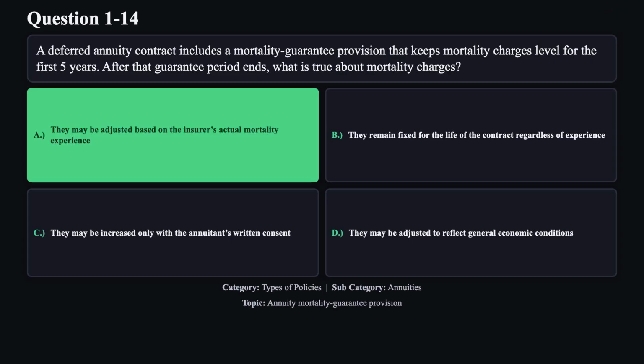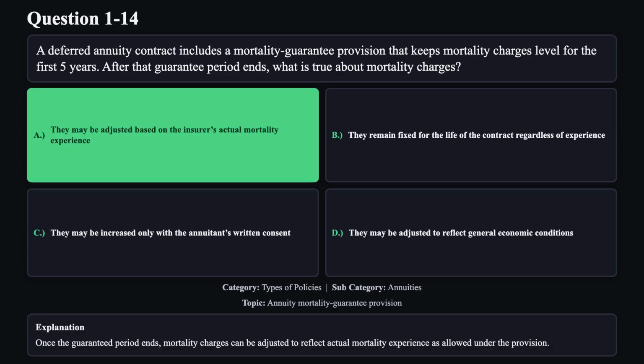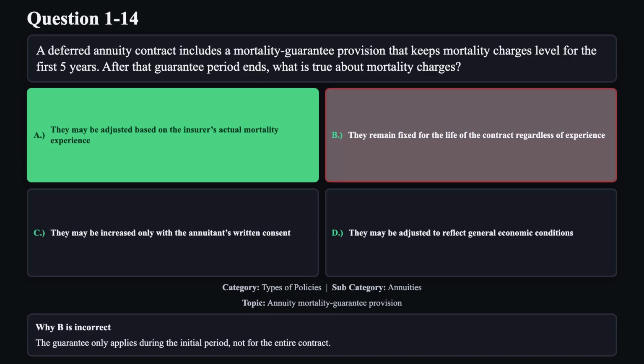The correct answer is A. Once the guaranteed period ends, mortality charges can be adjusted to reflect actual mortality experience, as allowed under the provision. Reason B is not correct. The guarantee only applies during the initial period, not for the entire contract.